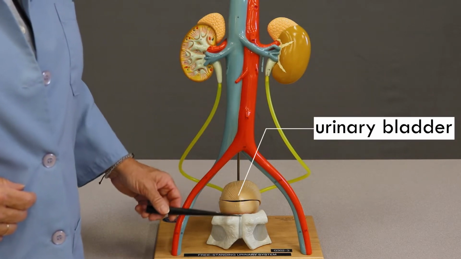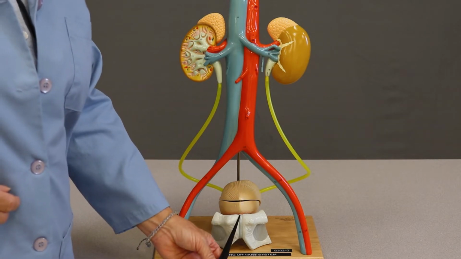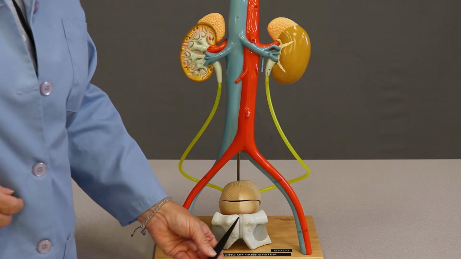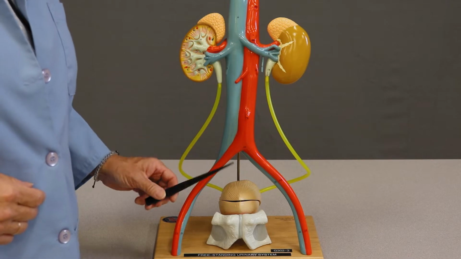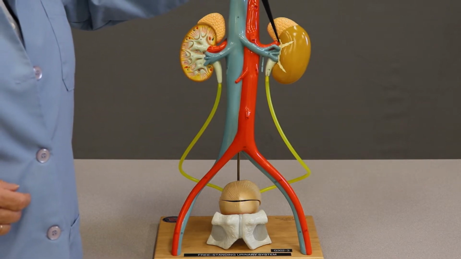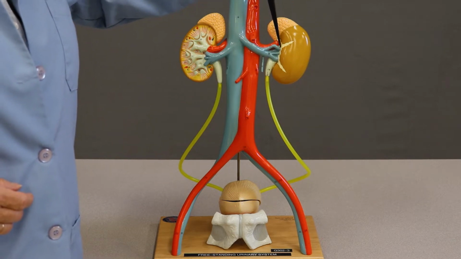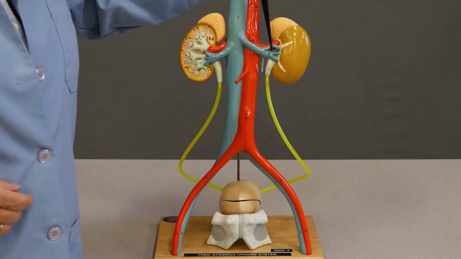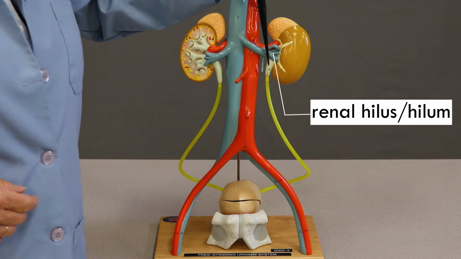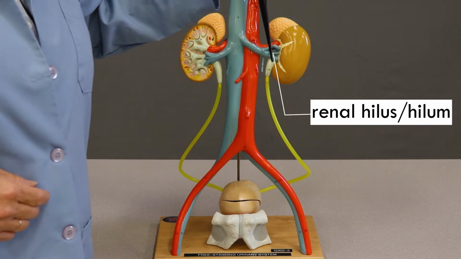This is an anterior view of the urinary bladder, and this is that pubic symphysis that you learned about in Biology 201. And before we take a posterior view of this, I will just point out to you that there's a depression in the medial aspect of each kidney, and that depression is where you will find the renal arteries and veins and the ureters. And that depression is called the renal hilum or hilus.